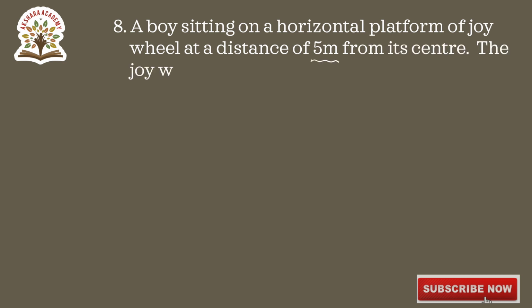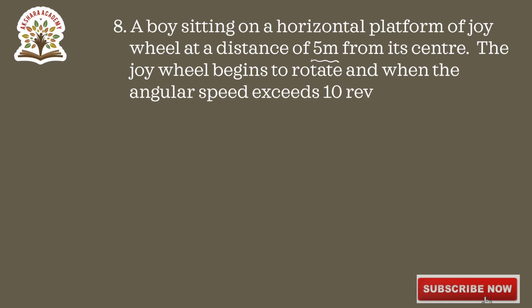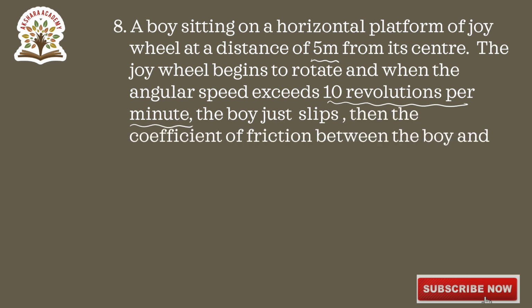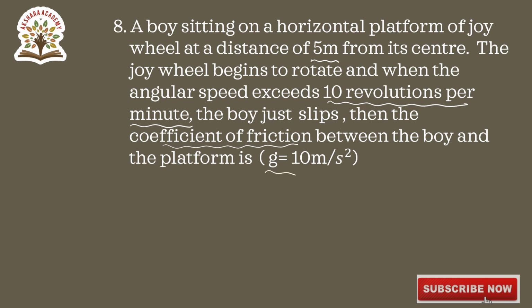A boy sitting on a horizontal platform of a joy wheel at a distance of 5 meters from its center. The joy wheel begins to rotate and when the angular speed exceeds 10 revolutions per minute, the boy just slips. Then the coefficient of friction between the boy and the platform is, you have to calculate. g is given as 10 meters per second square. Number of revolutions 10. Distance they given as 5 meters. Okay. Let us go to the solution.